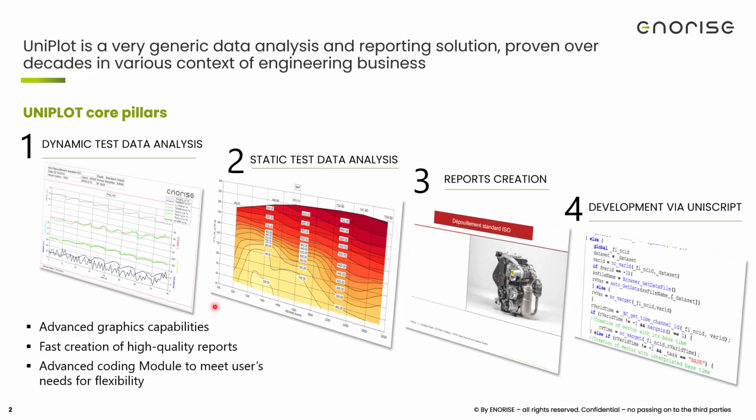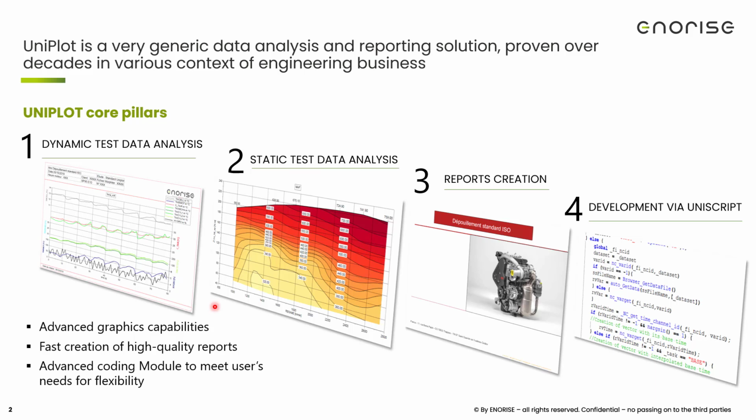First, dynamic test data analysis. We are talking time series data here: 1D signals, sensor readings, measured trends over time. Second, static test data analysis, including 2D and 3D maps, often used for calibration or control surfaces. Third, automated report generation. Everything you analyze in UniPlot can be exported to clear, publishable documents: Word, PDF, PowerPoint, you name it. And fourth, full automation via scripting. With our in-house language Uniscript, think Visual Basic for Excel, every manual action can be turned into repeatable, coded logic.